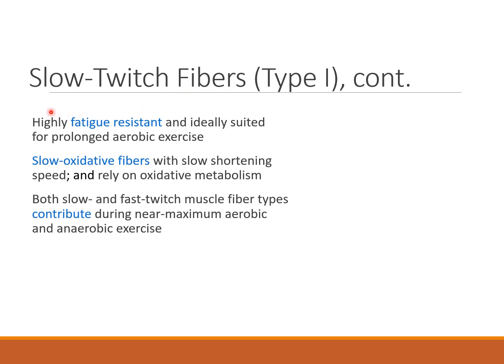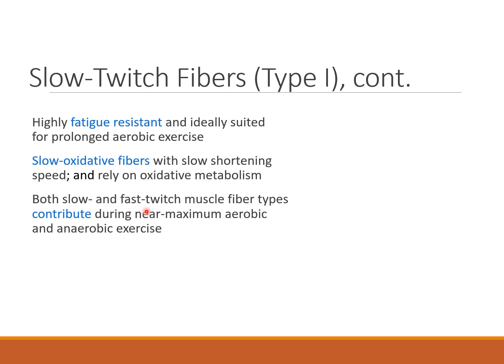So slow twitch fibers are highly fatigue resistant, so they don't get tired very quickly. They're ideally suited for prolonged aerobic exercise. So these are like marathon runners, triathletes. These people have a huge range of slow twitch fibers in their system. These fibers are slow oxidative fibers with slow shortening speed, and they rely on oxidative metabolism. So we're not relying on glycolytic metabolism as much as we're relying on oxidative metabolism.